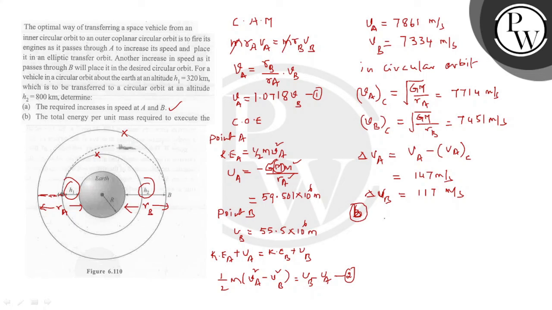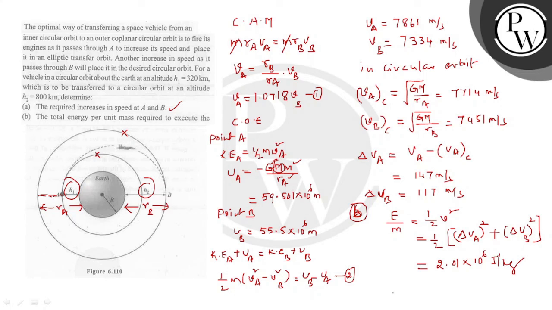Now I need the energy per unit mass, the second part, the B part. Energy per unit mass means kinetic energy upon mass, so half into V square. That means half into delta VA square plus delta VB square. If you substitute the values, you are going to get 2.01 into 10 to the power of 6 joule per kg. This is your answer. Thank you.